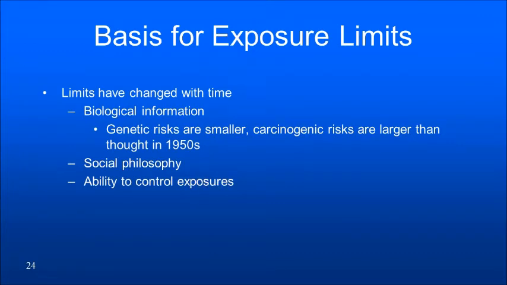If you really look at the biological information, what they had earlier and what they have now, the genetic risks are now smaller than what they thought earlier in the 1950s. Originally, the tissue weighting factor for gonads was 0.2. Now it has been reduced to 0.08. Similarly, carcinogenic risks are larger than they thought in the 1950s.